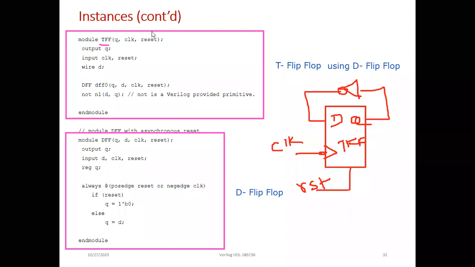Now you can see the total module. If I say what you are having, the output is Q. This is the Q. Q, clock, then reset. The inputs are clock and reset. The wire is there. Where is the wire now? The wire is here. You can see this. The wire is D.